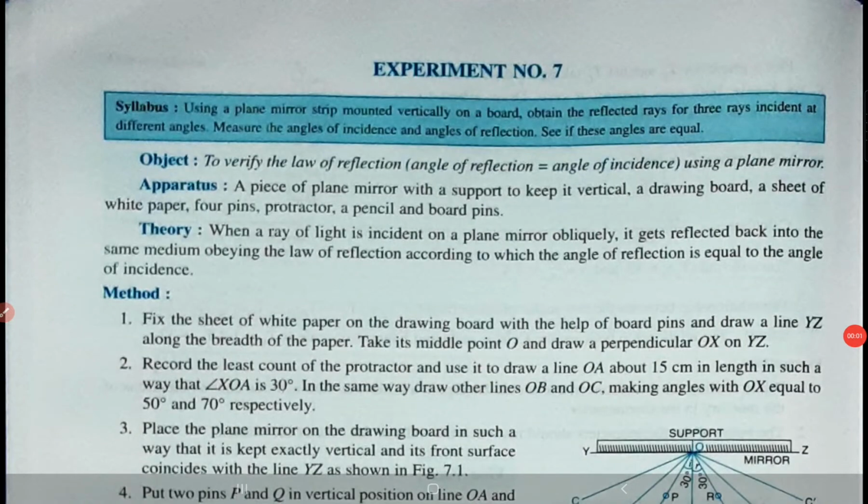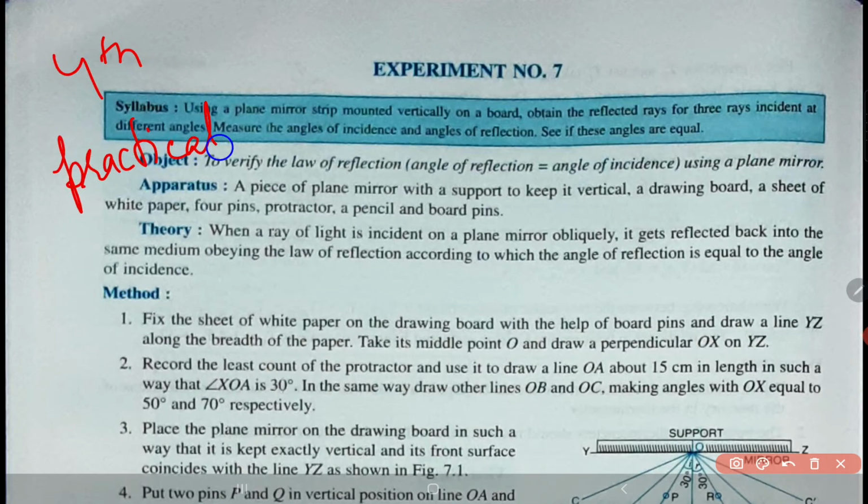This video is for class 9 physics, and in this video we are discussing the fourth practical, which is experiment number 7. The objective of this experiment is to verify the law of reflection, that is, the angle of reflection is equal to the angle of incidence using a plane mirror.